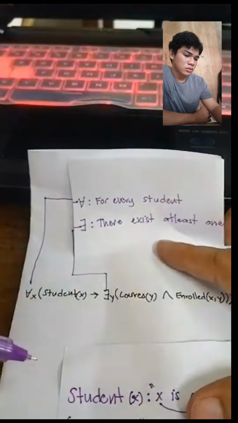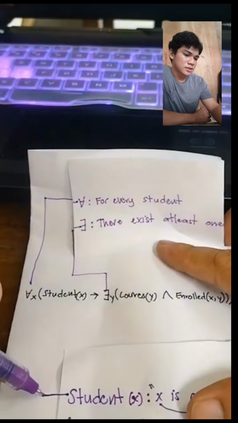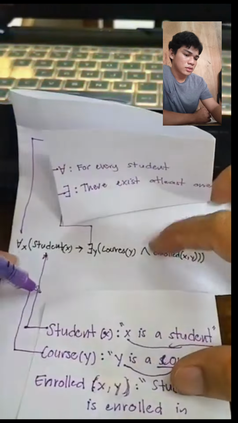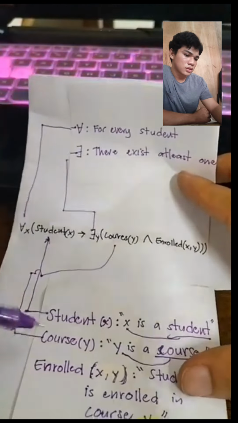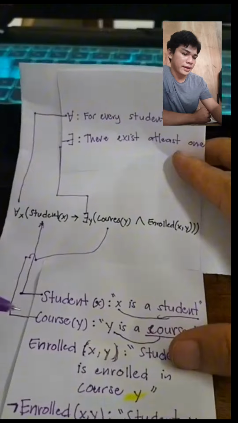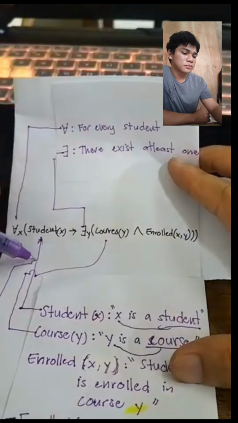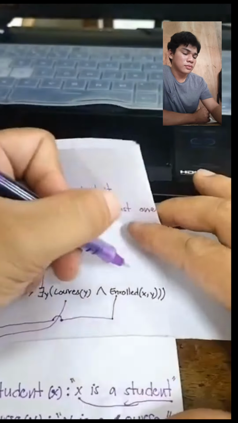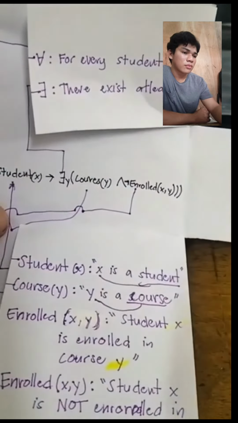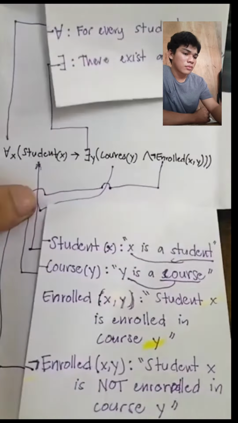Then we also use student as a predicate, and inside the student is also the course. The other one is the enrollment, Enrolled(X, Y). Here, instead of using enrolled, since the statement is "not enrolled," we use the negated enrolled. So that's how you convert the statement to predicate notation. That's all.